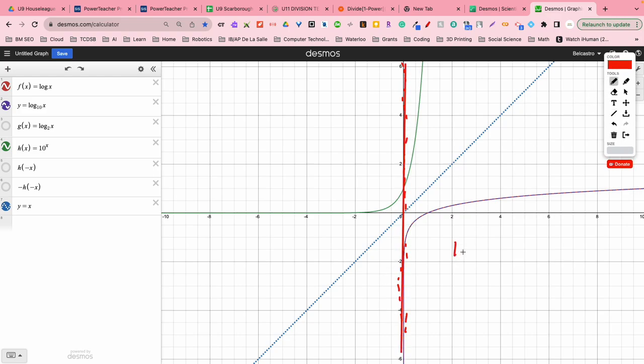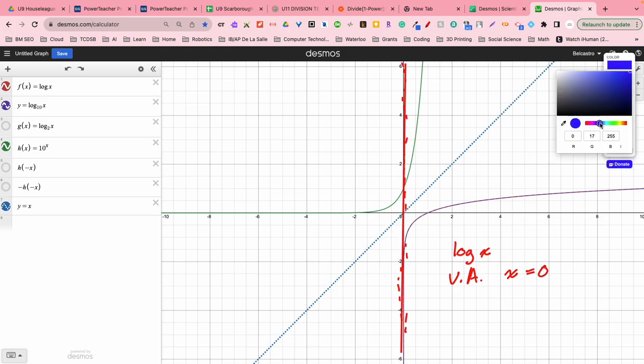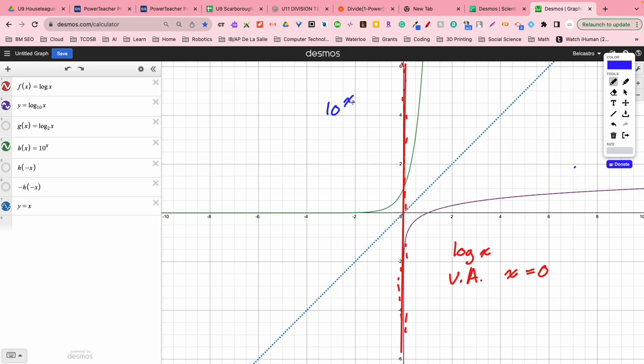If we're talking about the log, we have our log of x. This has a vertical asymptote at x equals 0. That would be the equation. So it does not touch that line. If we're talking about the exponential function, let's go blue, and this would be 10 to the power of x, I guess I should have done it in green because that was green, but this has a horizontal asymptote at y equals 0. So essentially, if you think about these two, they're inverses of each other.